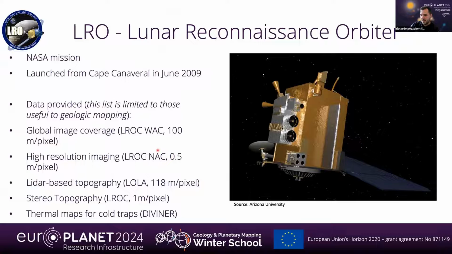It's still operating nowadays. And there are these cameras, the wide-angle camera, 100 meter pixel, and the narrow-angle camera, 100 meter pixel, then a LiDAR, so a laser that is reconstructing the topography of the whole surface of the moon with, say, a step between the laser shots of 118 meters, more or less. And this high-resolution camera, but also this mid-resolution camera, can be put together from different angles of observation to produce a topography from overlapping stereoscopic images.